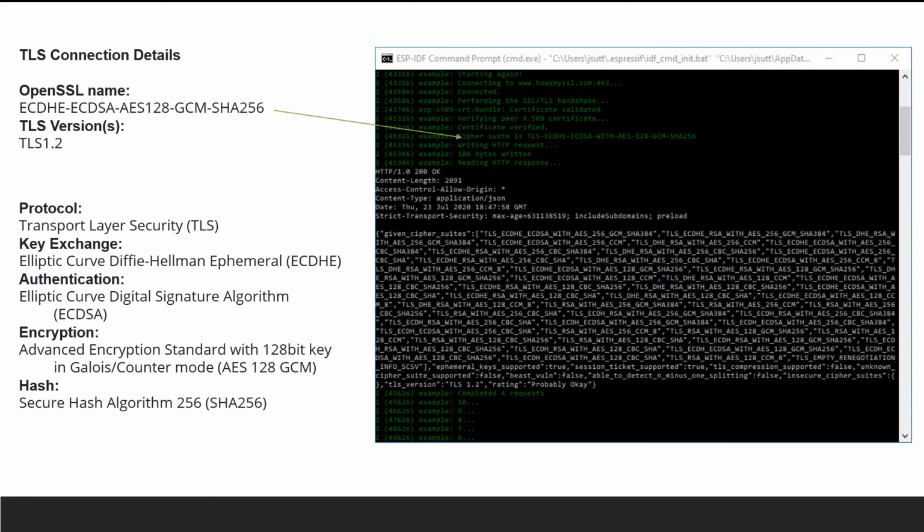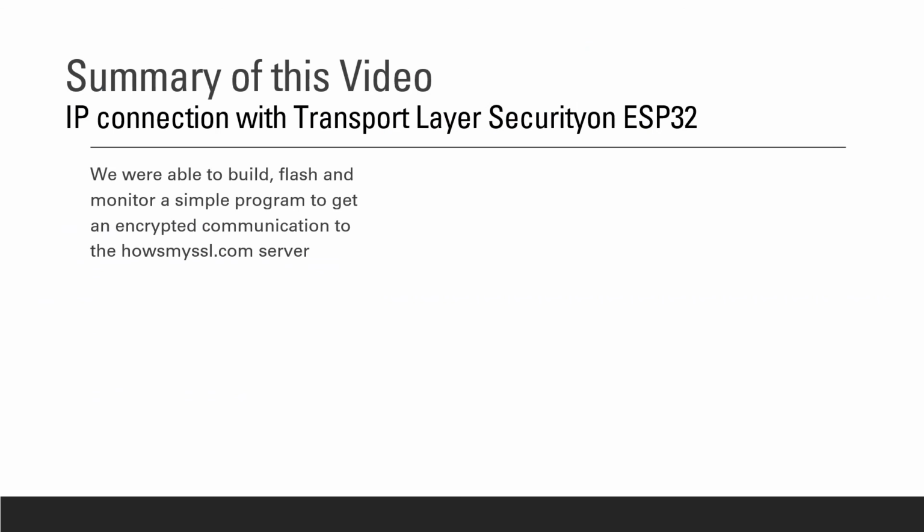Really, in this demonstration, we just wanted to get the boilerplate in of how to do the secure TLS 1.2 communication with the mbed library. So in summary, that's what we were after: build, flash, and monitor a simple program to get communications going to the howsmyssl.com server.